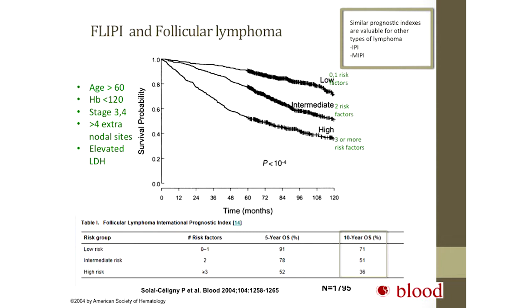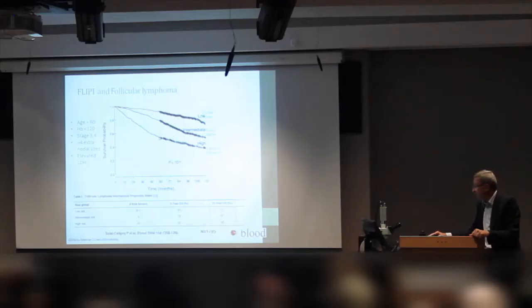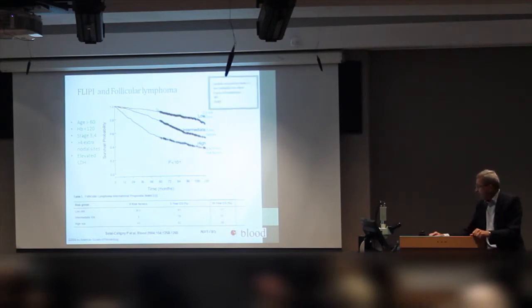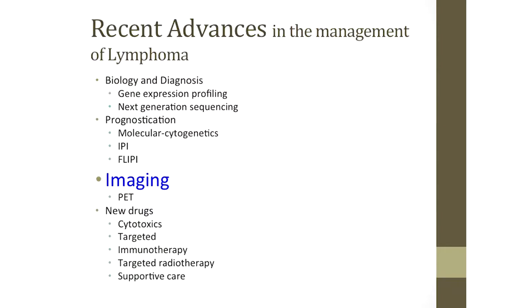On the other hand, if you have three or more of these risk factors, you have a high risk FLIPI score. And this is not quite as good as the low risk. And this is a category of patients that we have trials where we're trying to beef up the treatment to see if we can bring this curve up to that curve. Imaging, PET. Well, I know all of you have heard of PET scans, PET has been a big advance.